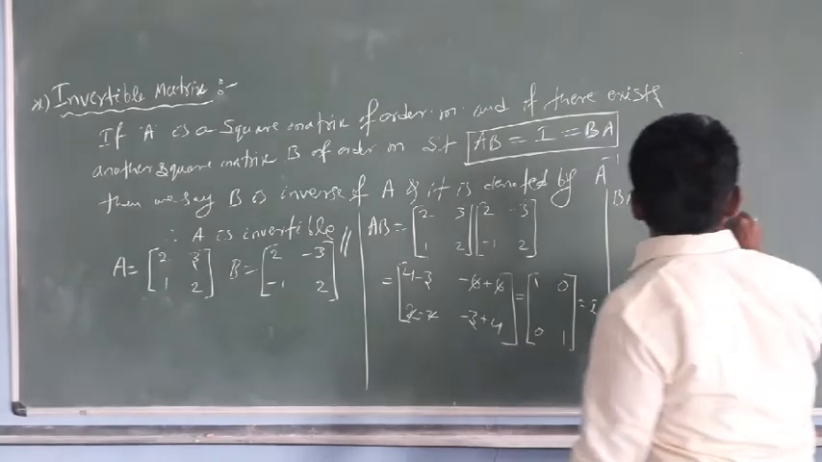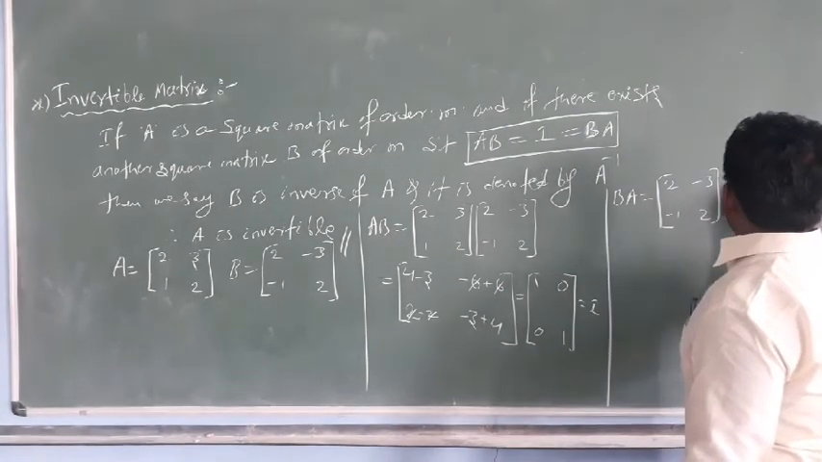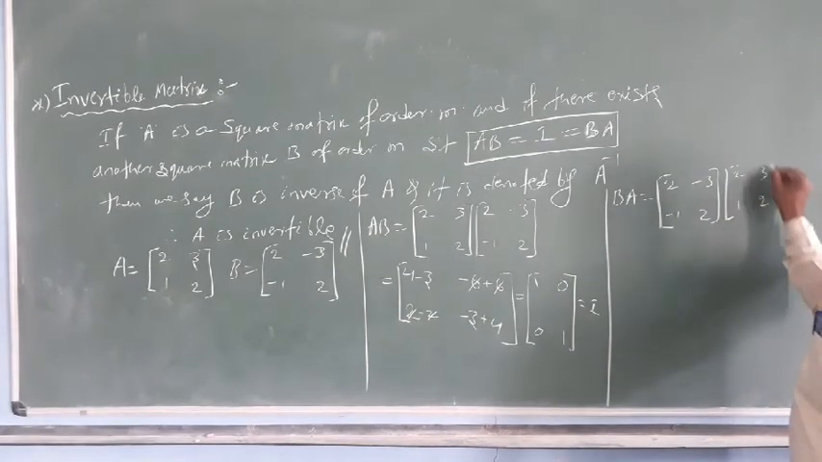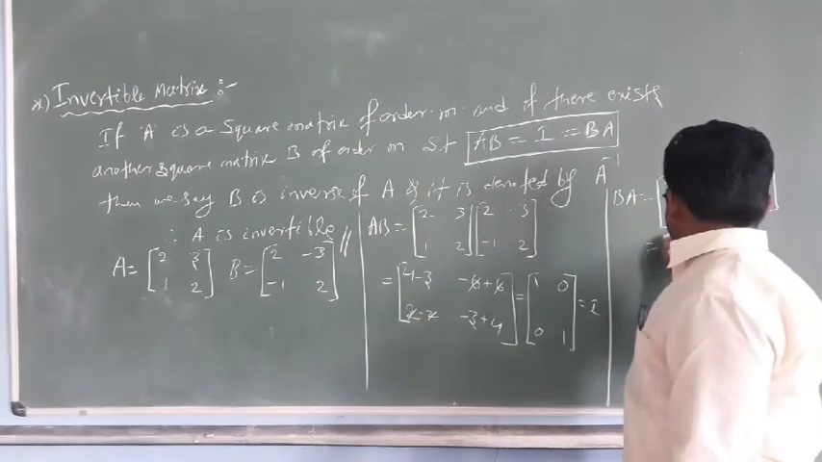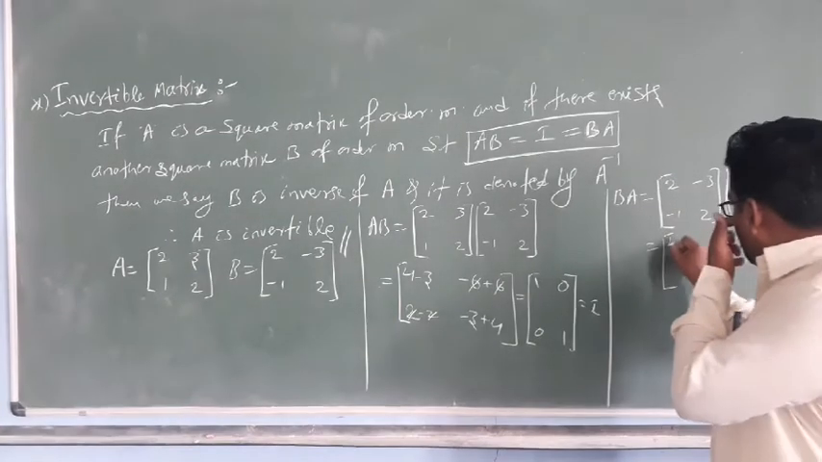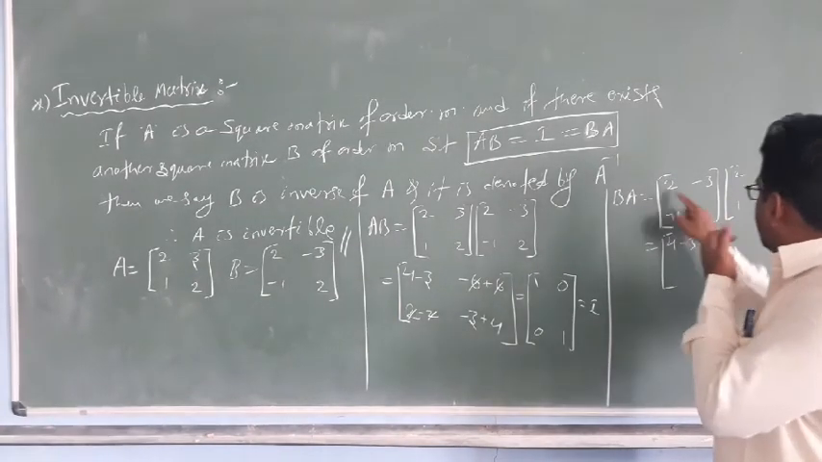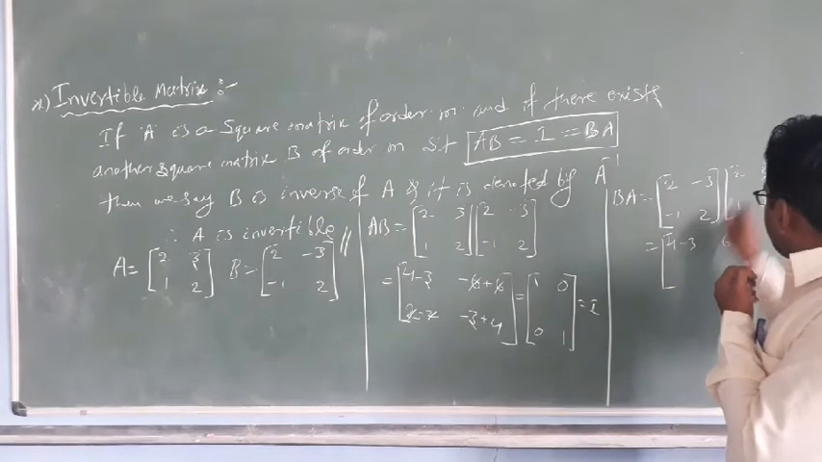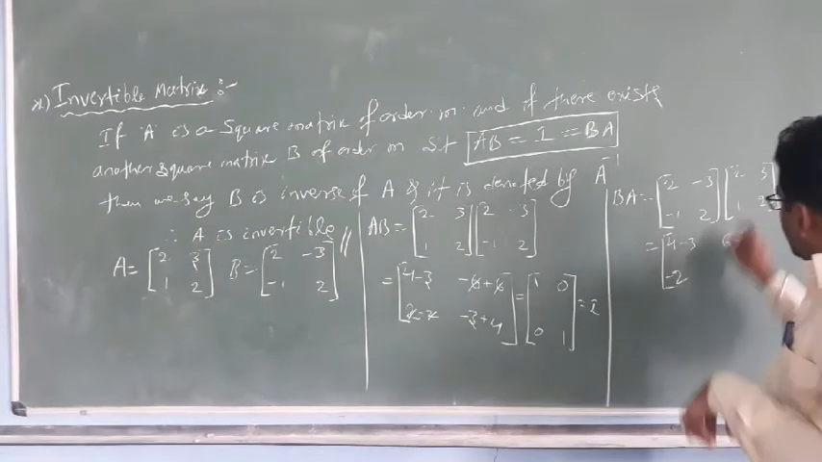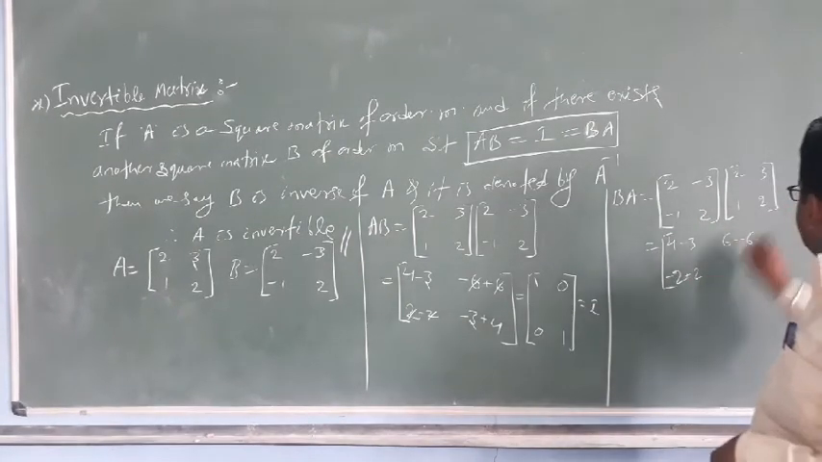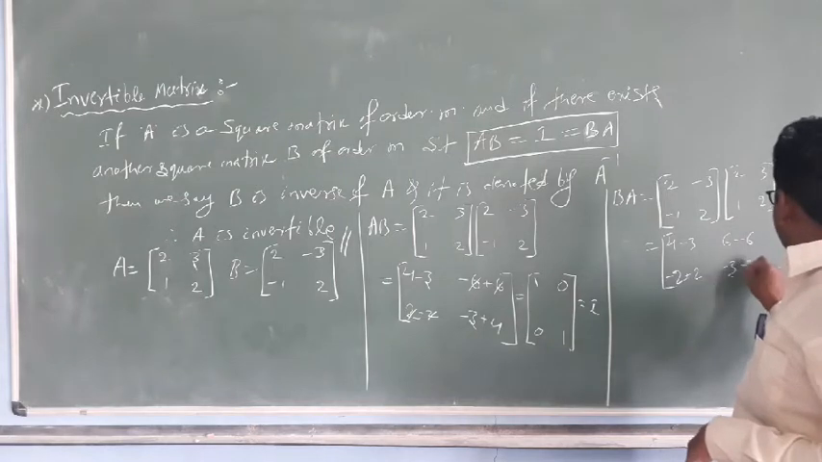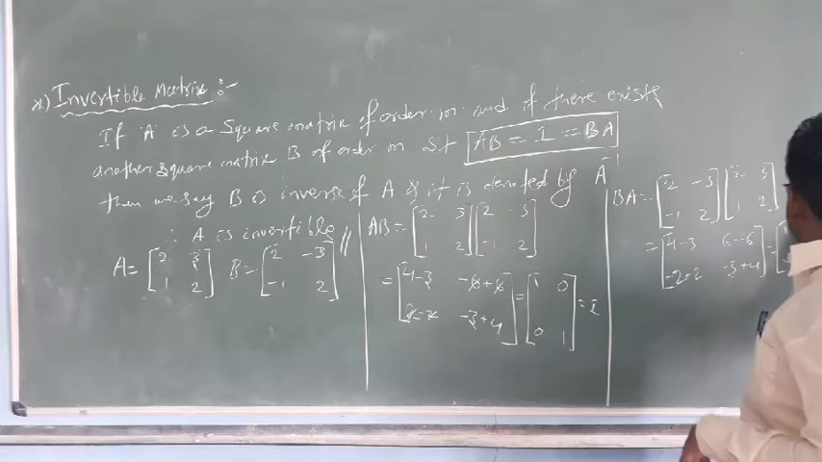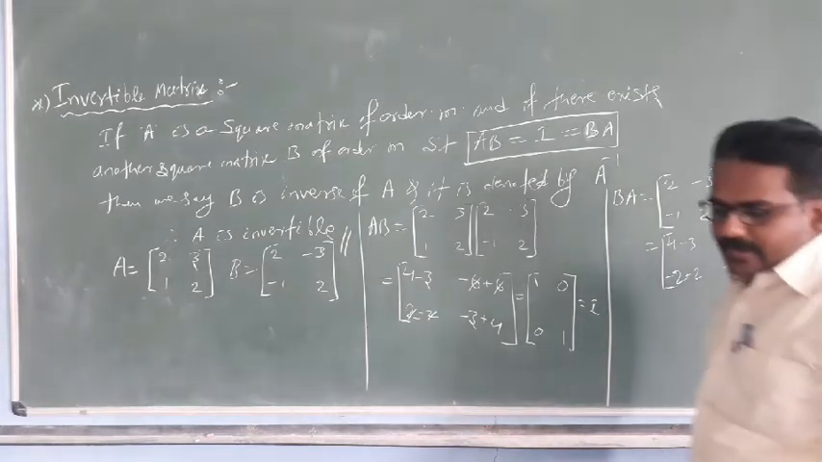So what I did here: B is 2, minus 3, minus 1, 2, and A is 2, 3, 1, 2. So let us see, students, 2 into 2, 4. Minus 3 into 1, minus 3. 2 into 3, 6. Minus 3 into 2, minus 6. Minus 1 into 2, minus 2, plus 2. Minus 1 into 3, minus 3, 2 into 2, plus 4. So again it is an identity matrix.